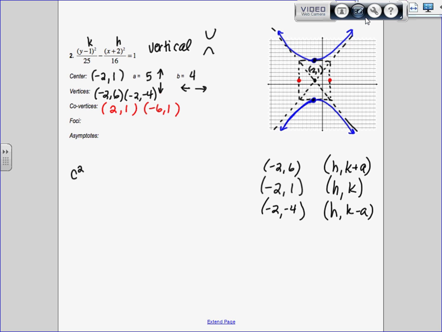All right, the foci. So I'm going to do my c squared. So remember, c squared is equal to a squared. It's the opposite sign of what was here. So since I had a minus, it's going to be plus.